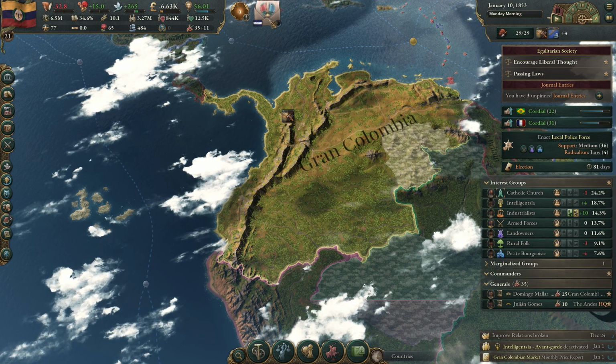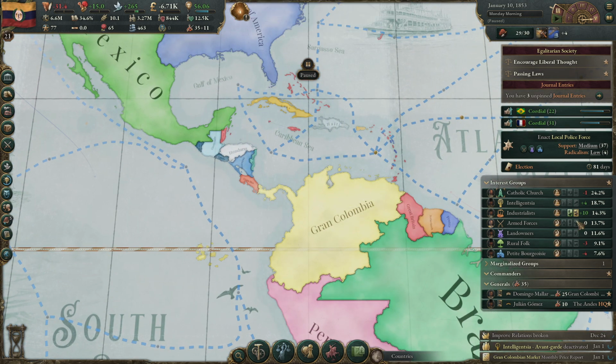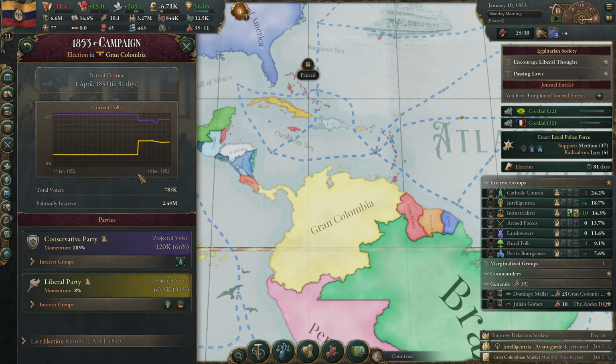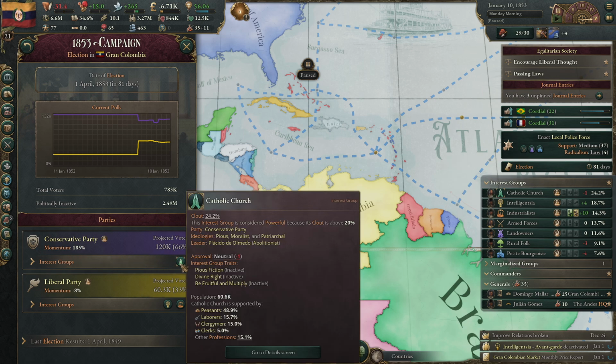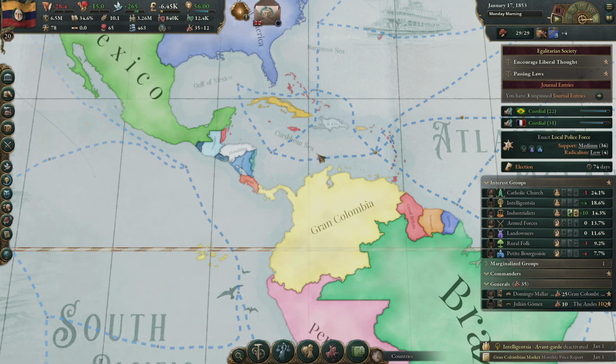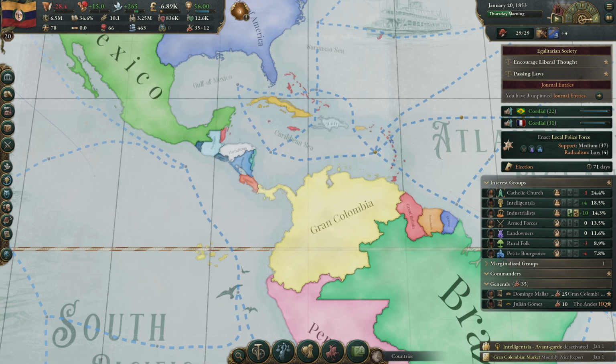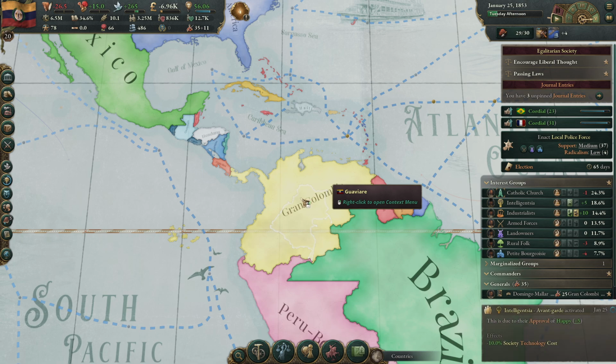Okay, the elections are happening. What is this? Honduras wants to get an alliance. No, I don't like that alliance, really. So who's winning? The Conservative parties with the Catholic Church. Uh-oh. Yikers. Now what is this? No, I'm not going to join their customs union. I will stay on my own, thank you.